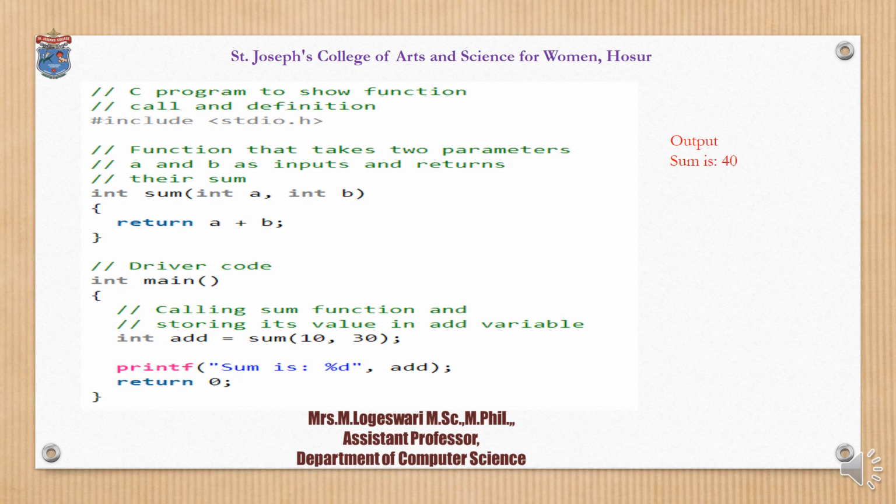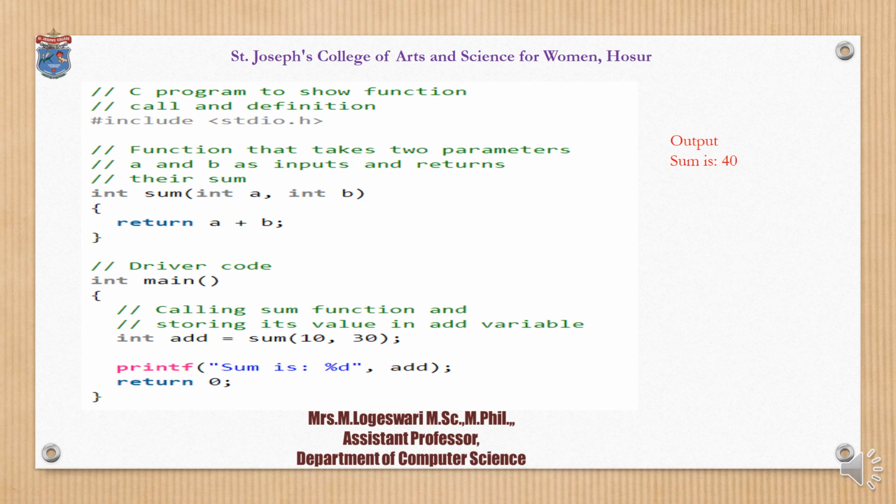Program for the function definition. First, the program starts from the main function. After that, it declares the variable add and assigns the function sum(10, 30). This is the calling function. This function automatically passes to the definition part.